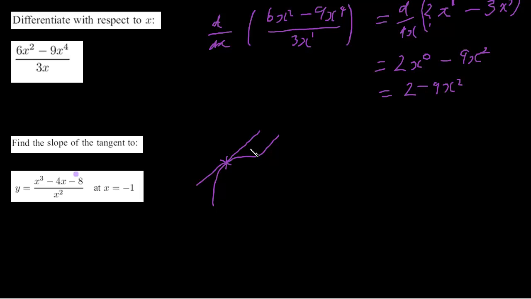I'm not very good at drawing straight lines. It just touches at that point, and we want to find the slope of this line. Well, the slope of this line is the gradient, and the gradient of this line, the tangent, is the same as the gradient at that point on the curve. So effectively we're finding the gradient at that point on the curve.